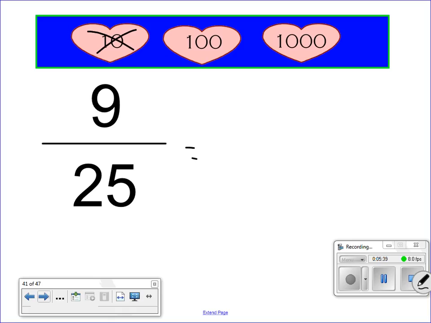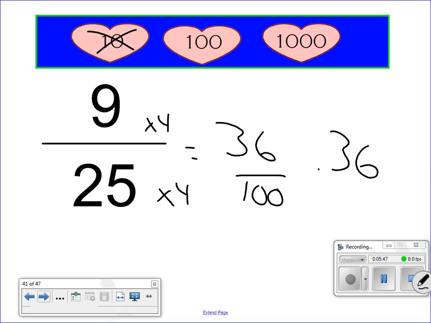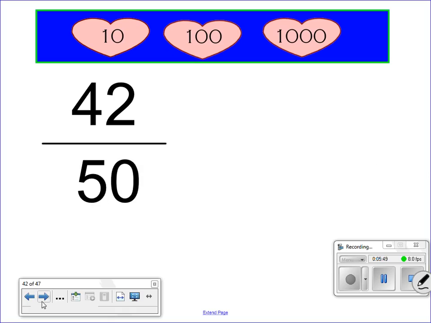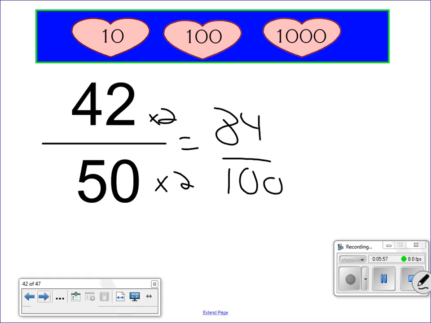Can't go into 10. Can it go into 100? It sure can. Into 100. Times 4 times 4, 36. 36 hundredths. I'm moving fast today. See if you can keep up with me. Do a race. Into 100 times 2 times 2 gives me 84.